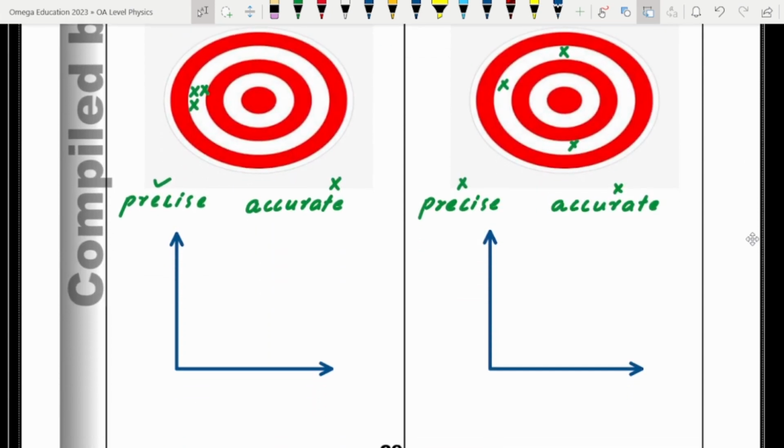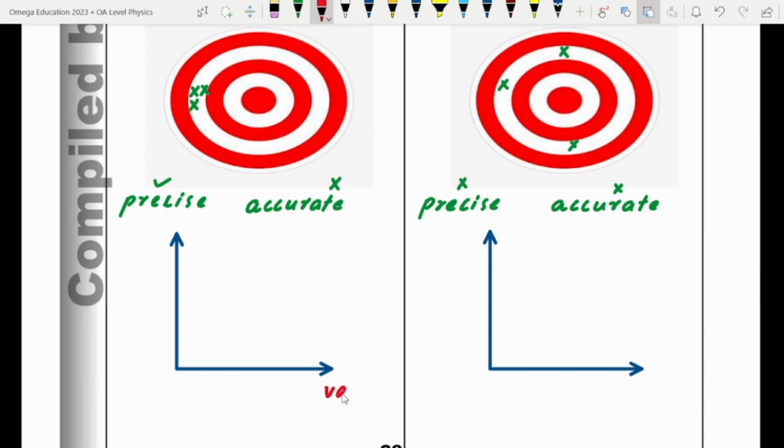Okay, let's move on to case 3, in which the values were precise but not accurate. Okay, so let me label the axis values here, the values that we have recorded, and here we have the number of values. And let's say once again, this is the place where the actual value should lie. Alright, so your readings are precise means the width of the graph would be narrow, but the peak of that graph would not be above the actual value. So it can be something like this.